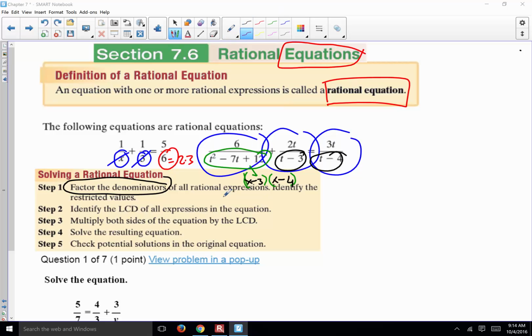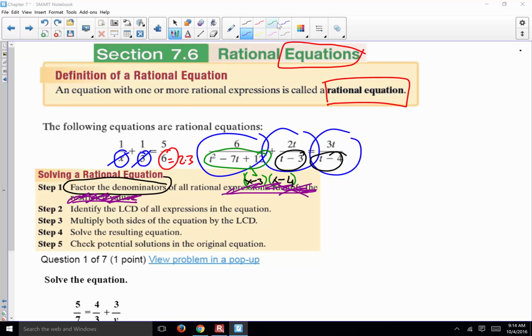And what is the second part? It says identify the restricted values. You don't have to worry about this. We will worry about this once we get the solution. We will worry about this later. I will explain how this makes a difference, but you don't have to do it in step 1. So I'm going to take this part off. We'll never do it actually. Only factor in step 1.